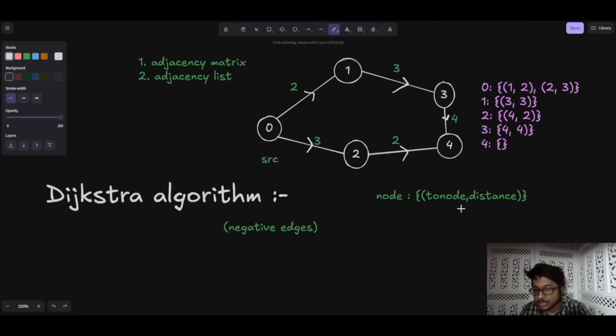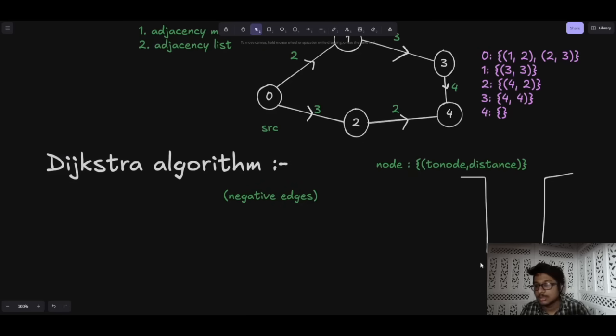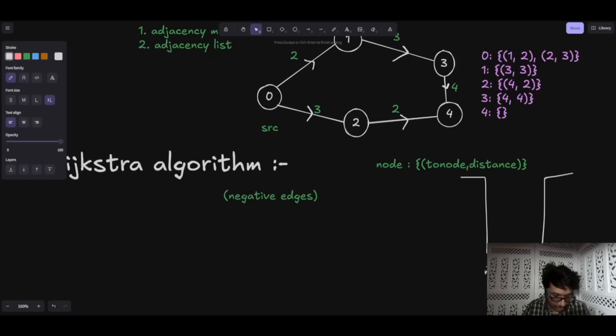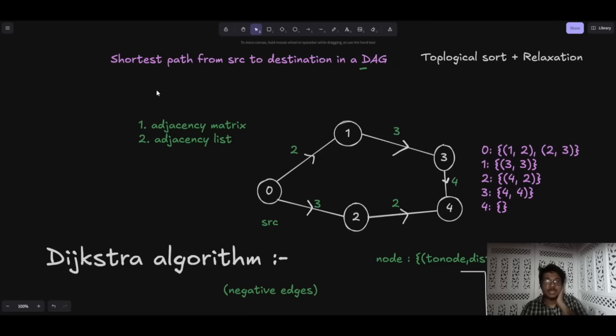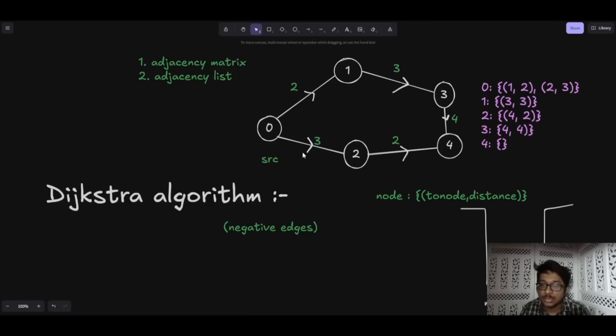Now you tell me, which priority queue should I use here? Should I use a min heap or a max heap? We should use a min heap. Why? Because I need to find the shortest distance, and the top element of the min heap is always the smallest. So I need to use that property, so I have to use the min heap here.